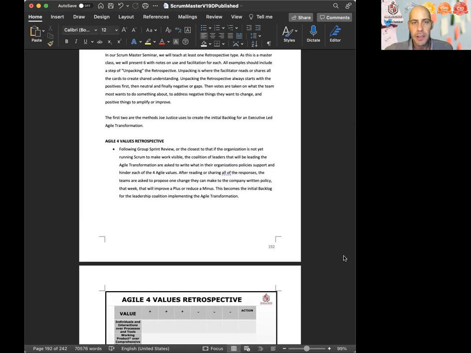The first 2 methods Joe Justice uses to create the initial backlog for an executive-led Agile transformation. The first one, first retrospective type, Agile 4 Values Retrospective.